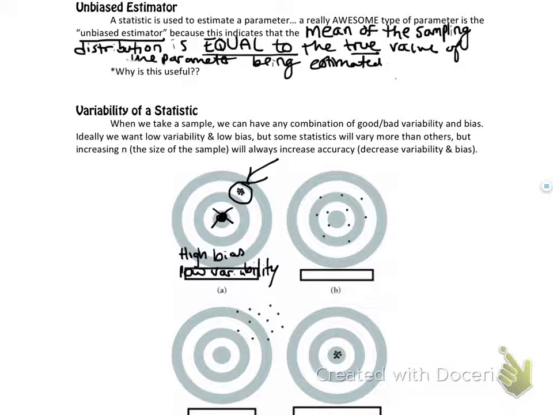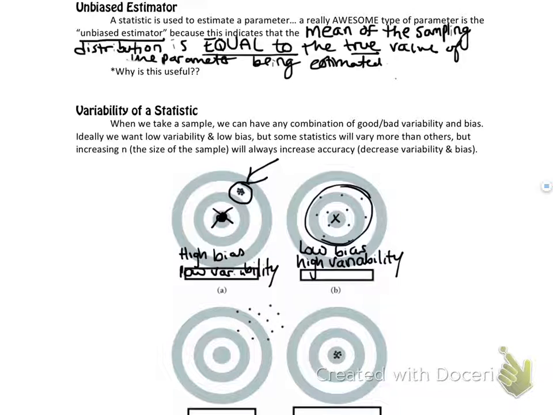Now the next one, if we were looking at how accurate it is, if you were to find the mean of all of those dots, you're pretty close to the actual middle of the target, right? So in this one, you have high variability because all the dots are spread out, but low bias because you're pretty close to the center.